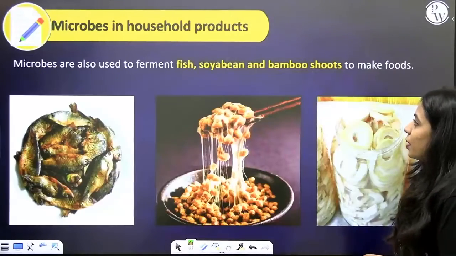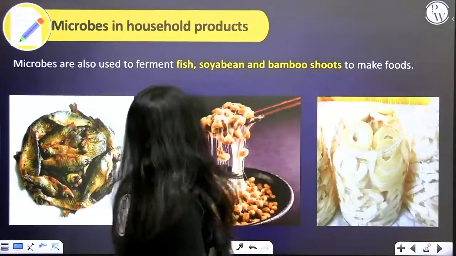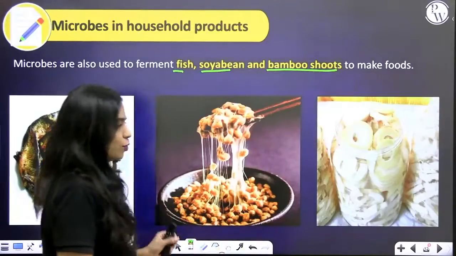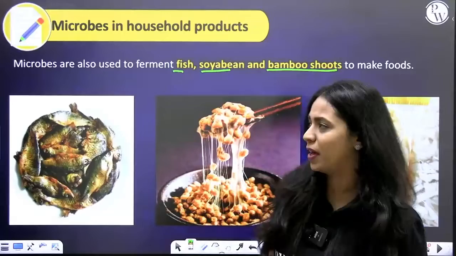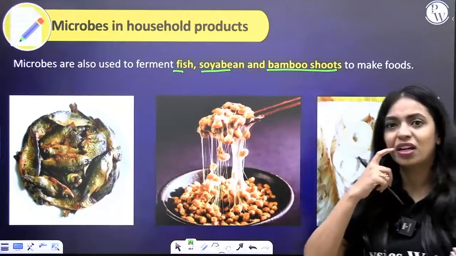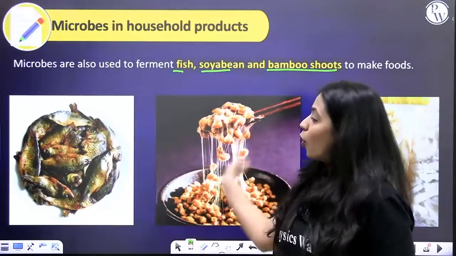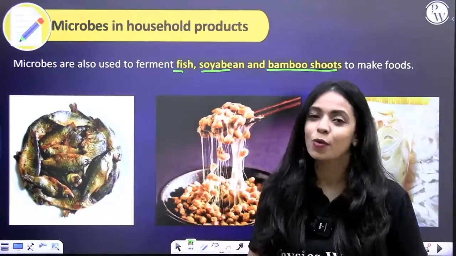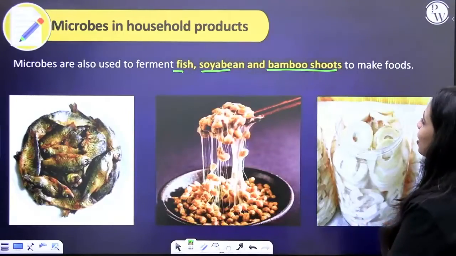Microbes are also used in the fermentation of fish, of soybean, and of bamboo shoots in order to make foods. I think they do this in many Asian countries like Japan. In Japan, whatever fermented soybean you see, I think they call it natto or something. It is considered a delicacy in Japan. For all of these also, we need microbes. If not for microbes, these dishes won't be the same. So thank microbes for existing every single day.